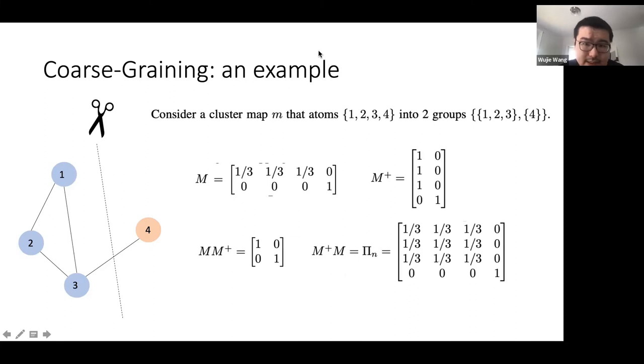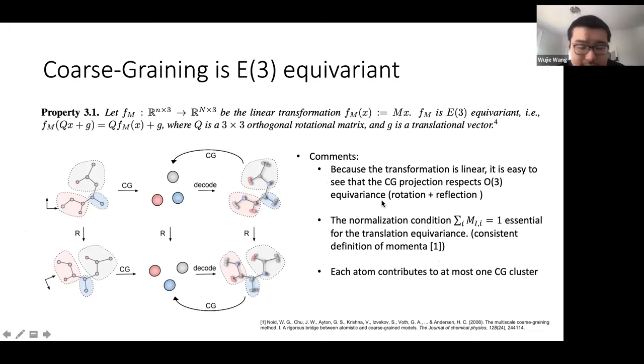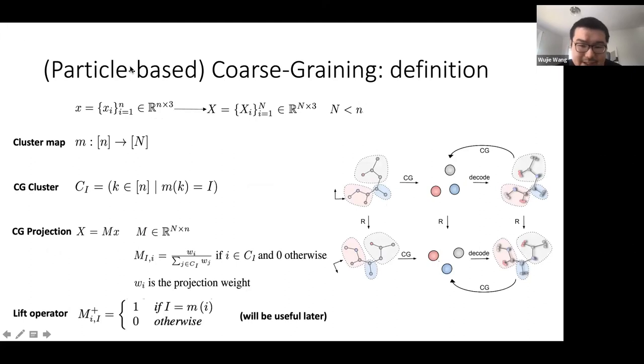Right, so after seeing an example, hopefully this is clear to everyone. Okay, I think another key takeaway of this coarse graining operation is that, in our case, we call it a particle-based coarse-graining, as I described in the last slide, because we want to preserve the definition of particles after coarse-graining.